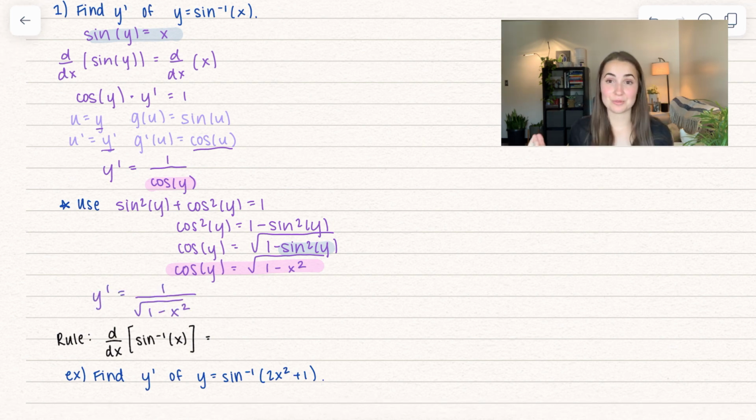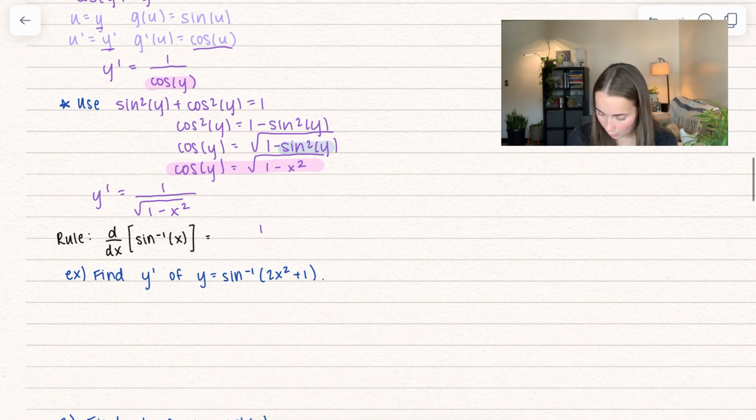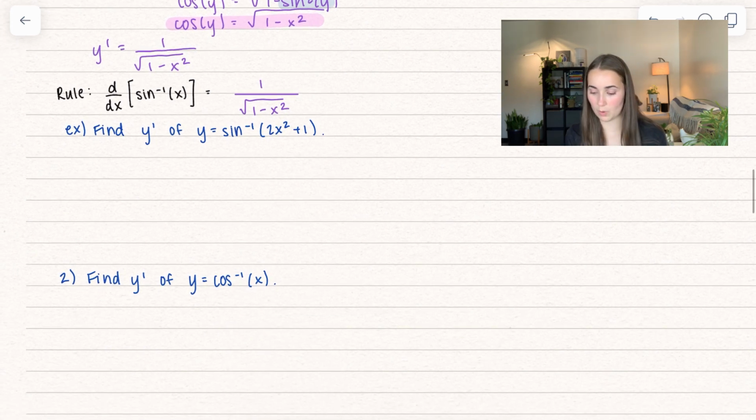And here we have our general derivative of inverse sine. So when I write that out, I get 1 over, and in the denominator, we have the square root of 1 minus x squared. So let's go ahead and see this in action a little bit. Our example here, we want to find y prime of y equals inverse sine of 2x squared plus 1. So what happens when we change the inside? Let's go ahead and apply chain rule.